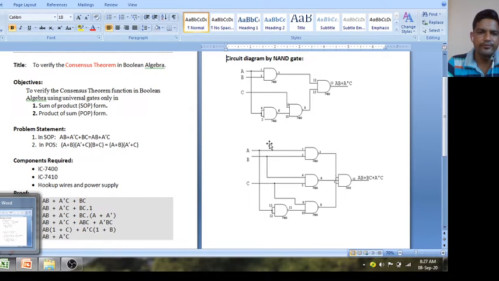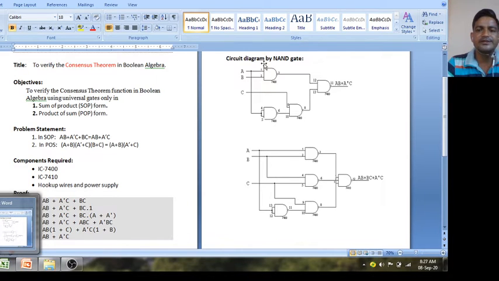Today we will see the consensus theorem, the proof of the consensus theorem, and how to implement the consensus theorem by using a universal gate such as the NAND gate. In the consensus theorem, there are two theorems. One is in SOP form, another one is in POS form. In SOP form, AB plus A dash C plus BC equals AB plus A dash C.